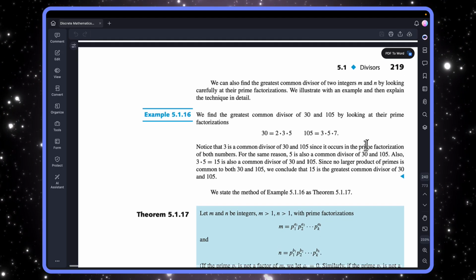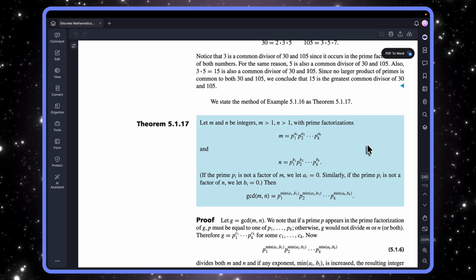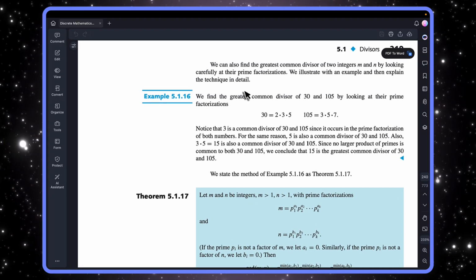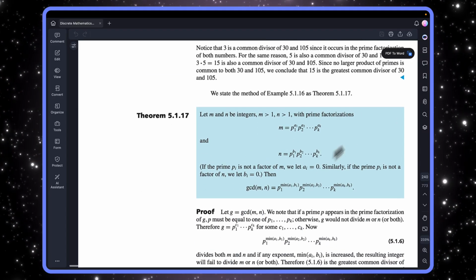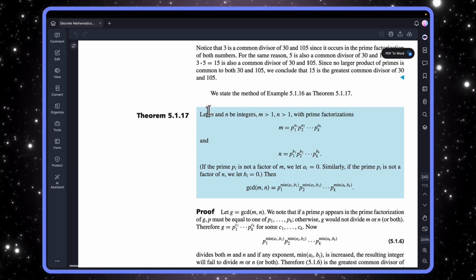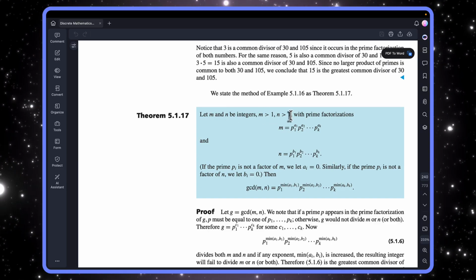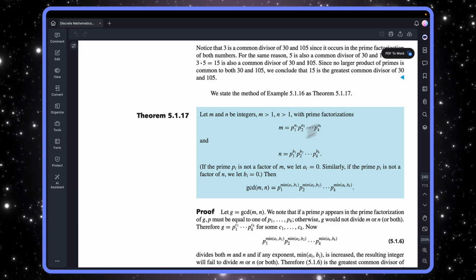Well, that leads to this theorem. If you understand this example, then this theorem becomes fairly obvious: if m and n are integers, where m is greater than 1 and n is greater than 1, with the prime factorizations, and here they're just listing it.